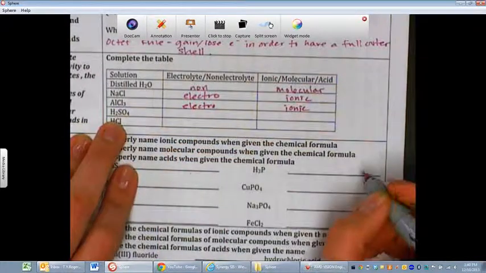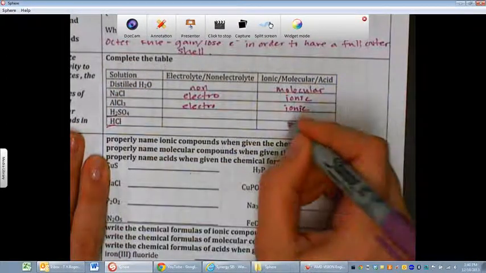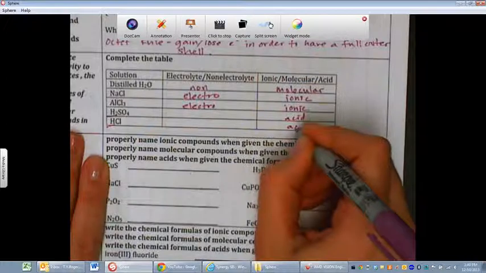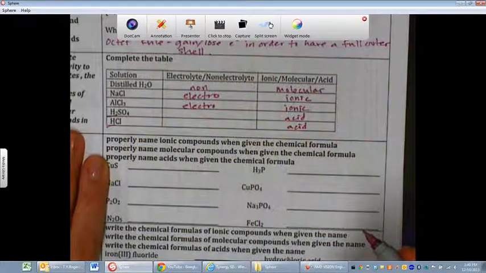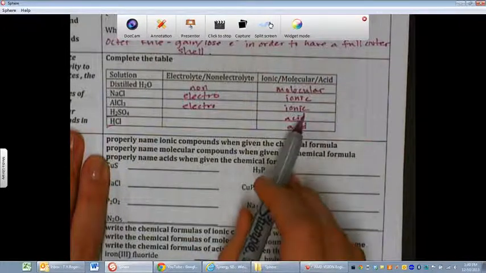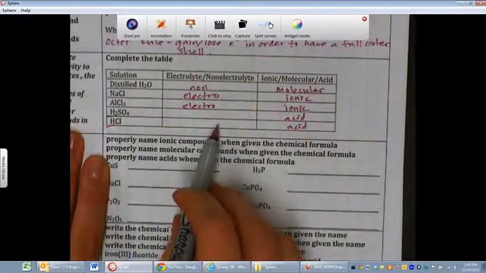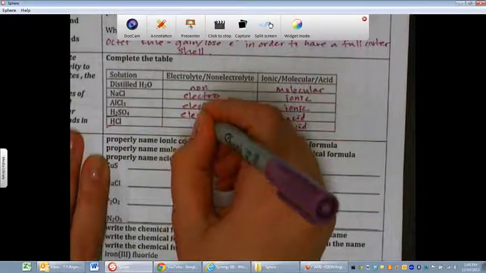The next one, two, they both have H's in them. So this means that they're acids. And acids can be strong or weak. However, that's more of an AP standard. So Luke and Alex, in chapter 4, which we'll get to next, you'll learn about the difference for those. However, in general, acids are always electrolytes. They can just be weak or strong electrolytes.